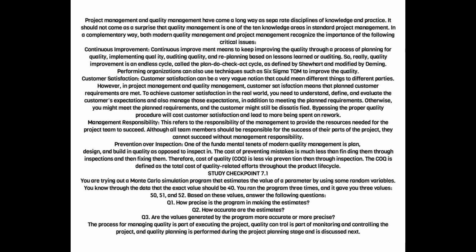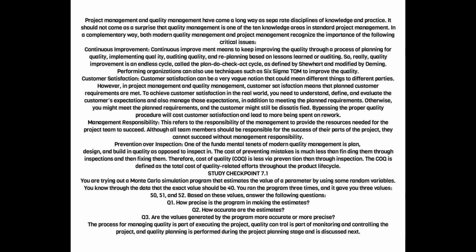One of the fundamental tenets of modern quality management is plan, design, and build in quality as opposed to inspect in. The cost of preventing mistakes is much less than finding them through inspections and then fixing them. Therefore, cost of quality, COQ, is less via prevention than through inspection. The COQ is defined as the total cost of quality-related efforts throughout the product lifecycle.